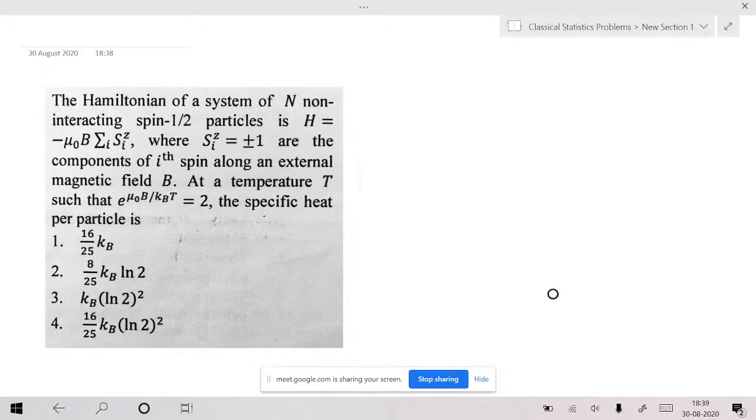Now the Hamiltonian of a system of n non-interacting particles is given like this: minus mu naught B, summation over i, S_i^z, the z component. Now he said that this S_i^z is equal to plus or minus 1, where S_i^z is the component of the ith spin along the external magnetic field at temperature T. He has given temperature T like this.